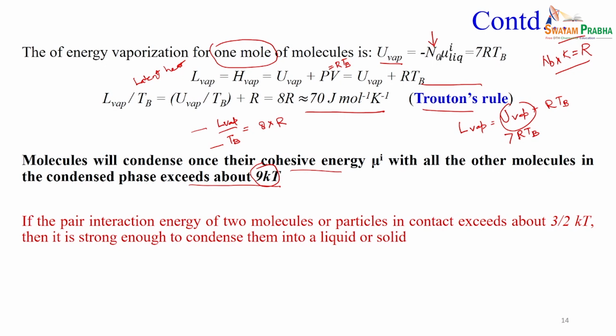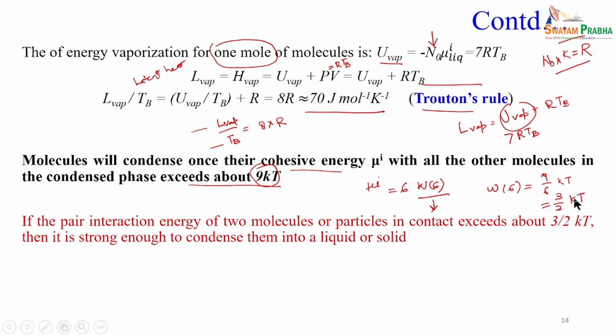Now, the cohesive energy, as we know, you can simply relate with the pair potential, let us say 6 W sigma. So the pair potential W(r) will be 9 upon 6 kT, or you can say 3 by 2 kT.